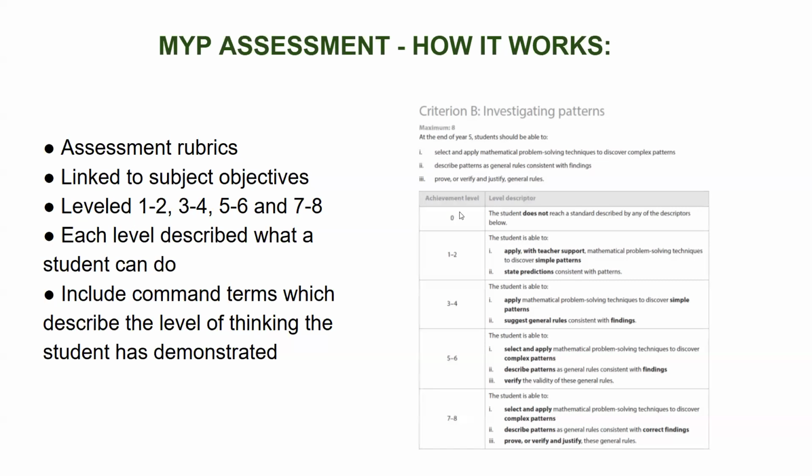And you can see the achievement levels: 1 to 2, 3 to 4, 5 to 6, 7 to 8. Each level is described by what the student can do. This is the description, and command terms are included, which describe the level of thinking. The things in bold are: apply, state prediction, apply, suggest, select and apply.